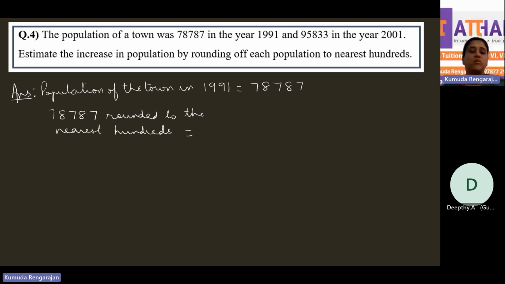Yeah, now I'll tell you what you should do. Now this number 78,787. Take down the question. Increase, so you should find the difference.